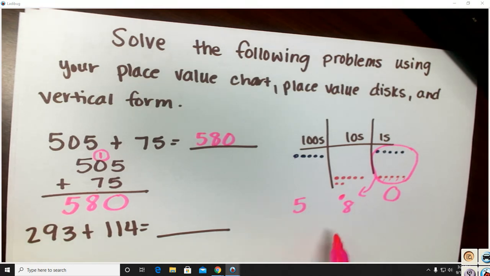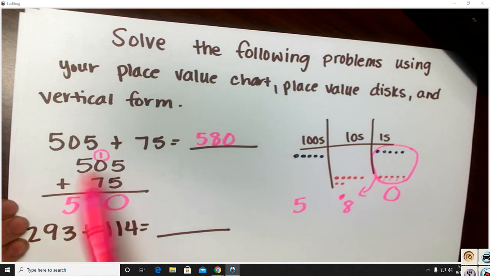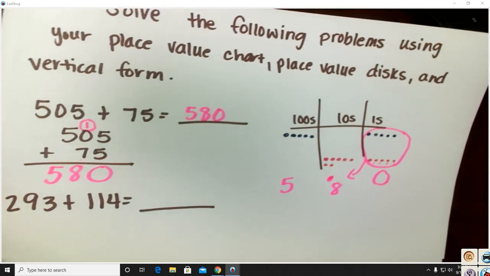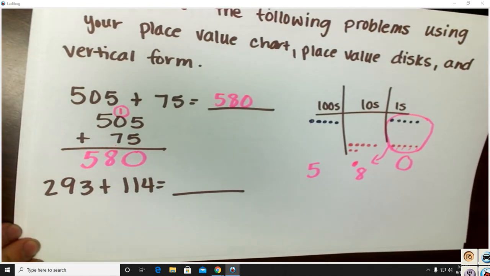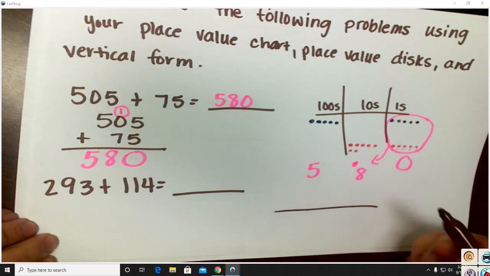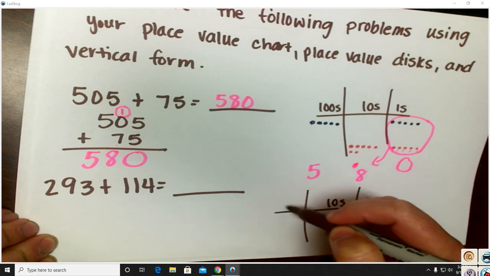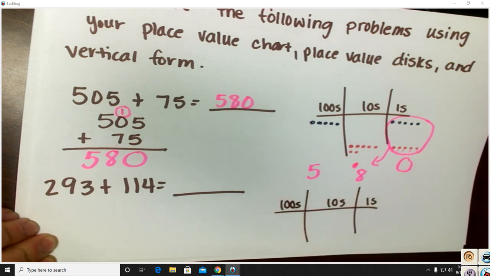Okay, so we're just using our place value chart along with the vertical form to keep learning how to add. Okay, so my next one, I have 293 plus 114. So I'm going to make my place value chart. So I have ones, tens, and hundreds. And I'm just going to model my 293 and 114 in my place value chart.